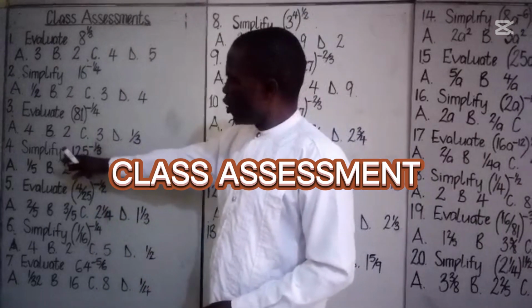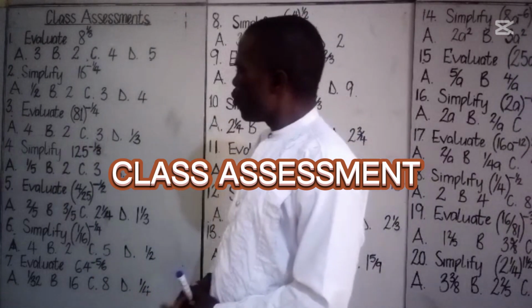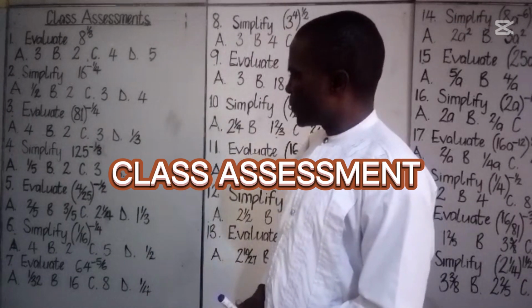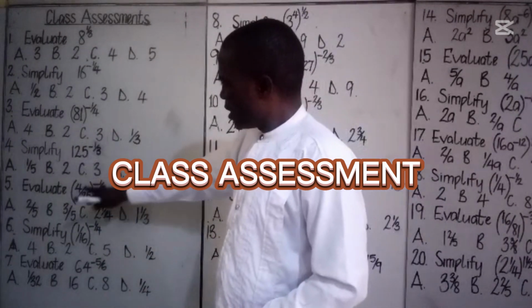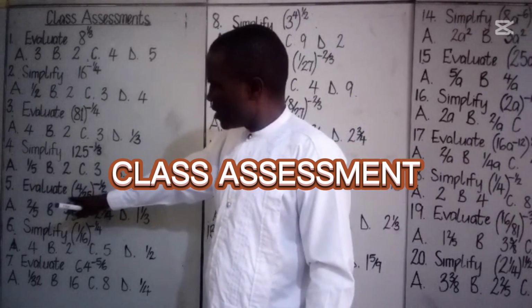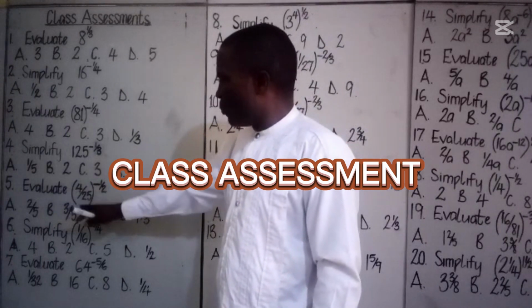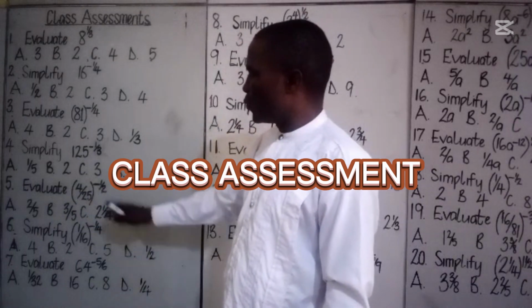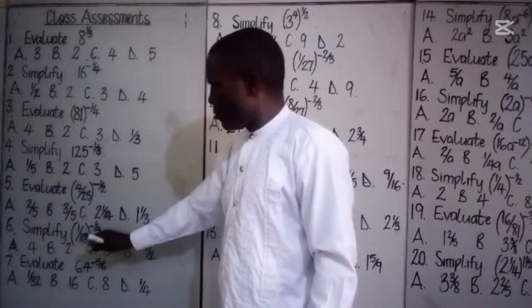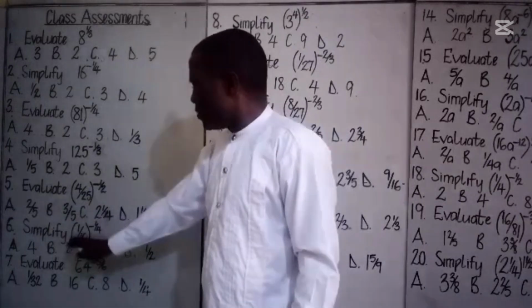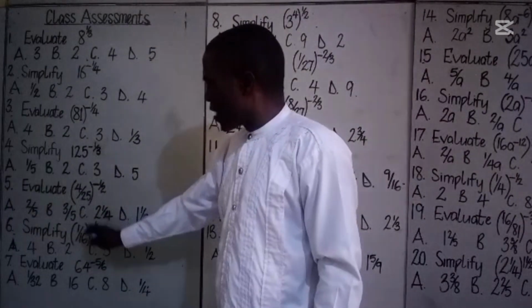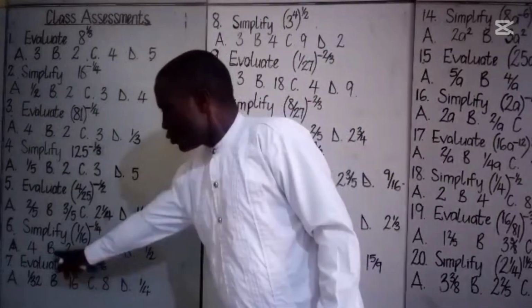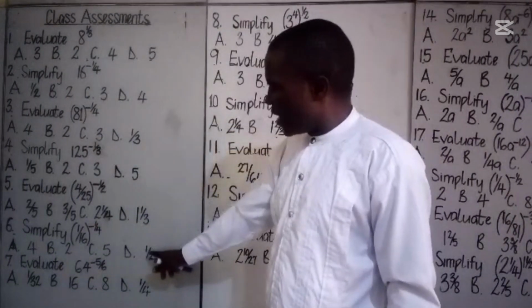Here are the options. Number 4. Simplify 125 raised to power minus 1 over 3. Here are the options. Number 5. Evaluate 4 over 5, bracket open 4 over 5 bracket close, raised to power minus 1 over 2. Here are the options. Number 6. Simplify bracket open 1 over 16 bracket close raised to power minus 1 over 4. Choose out of the option provided.